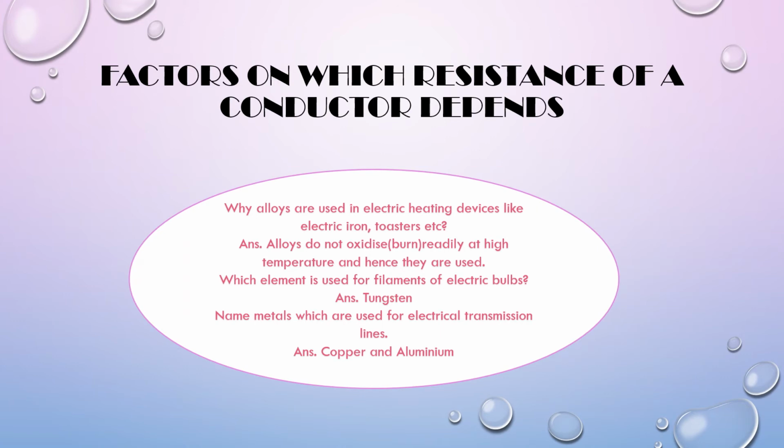Now, why are alloys used in electric heating devices like electric irons, toasters, etc.? The answer is: alloys do not oxidize, that is, burn readily at high temperature, and hence they are used. Next one is, which element is used for the filament of an electric bulb? The answer is tungsten. Name metals which are used for electrical transmission lines. The answer is copper and aluminium.